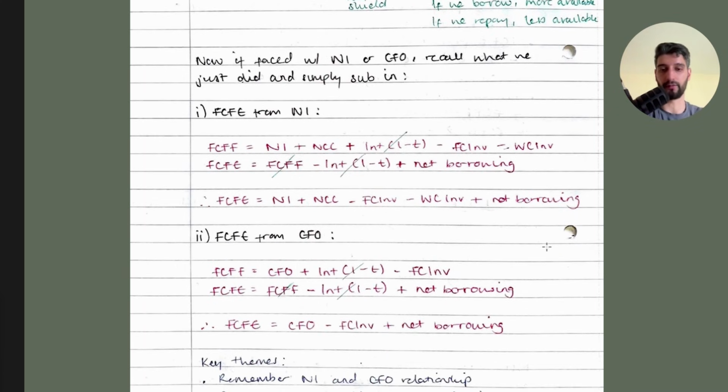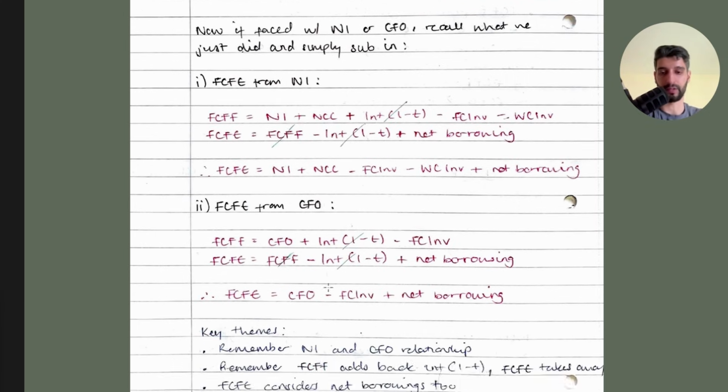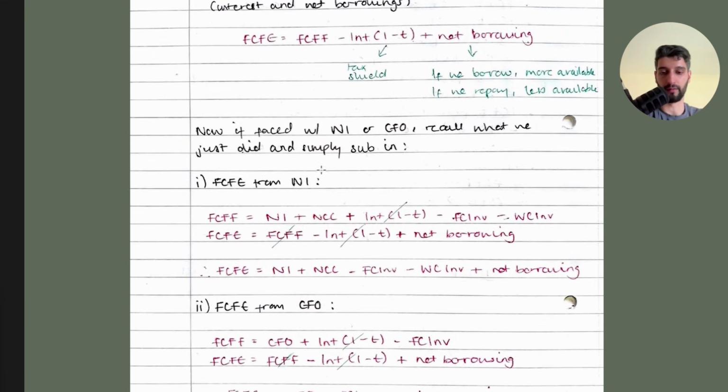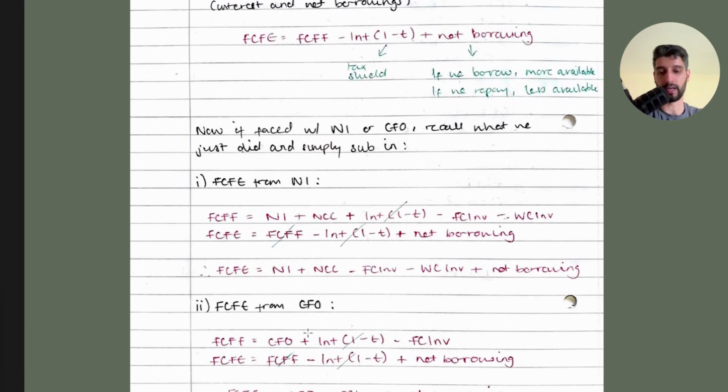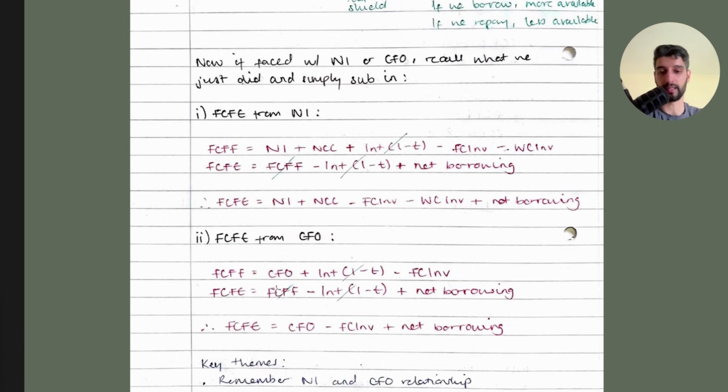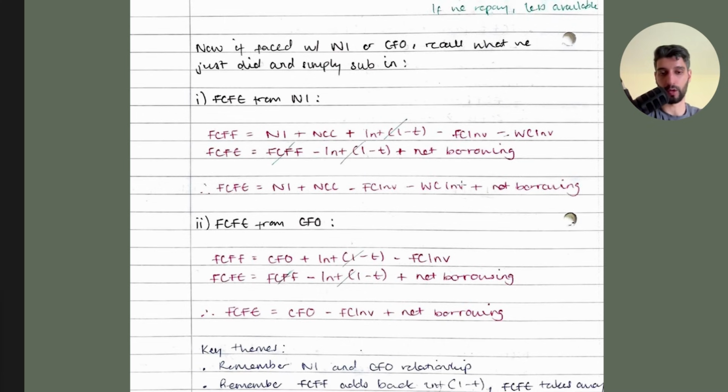Similarly, if we're working from CFO, we restate the fact that free cash flow to the firm equals CFO plus interest times (1 minus tax rate) minus fixed capital investment. So again, if we recall the formula for free cash flow to equity, we're now just subbing in free cash flow to the firm, but this time assembled from CFO. And so what we'll be left with is CFO minus fixed capital investment plus net borrowings. Again, the interest terms cancel out. But you can see here we don't have working capital investment because that's included in CFO.